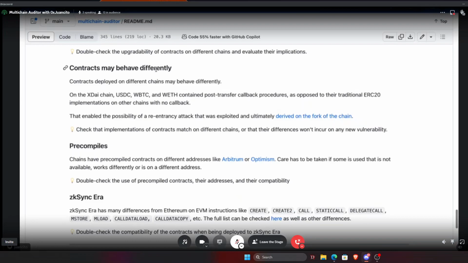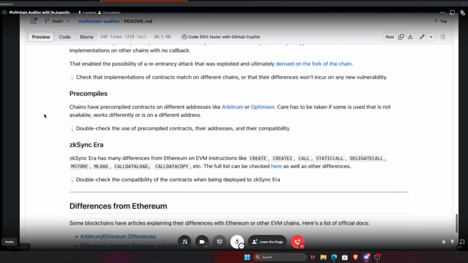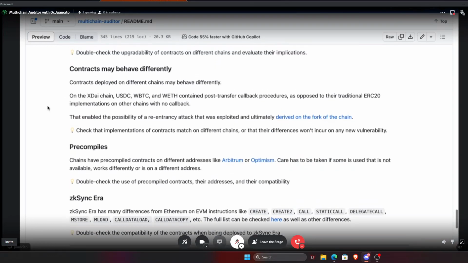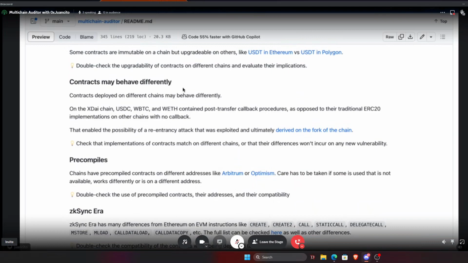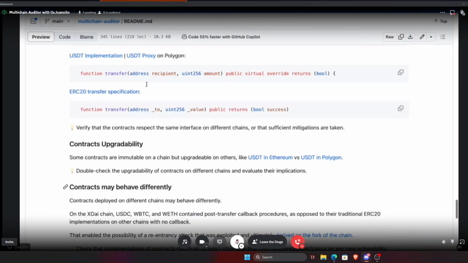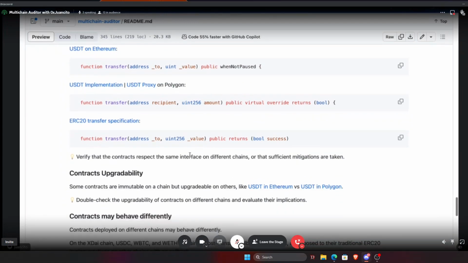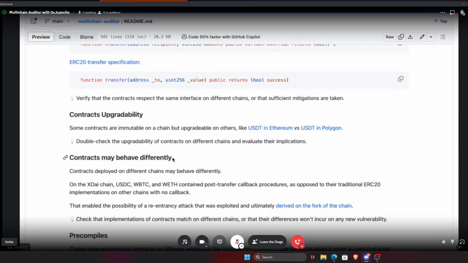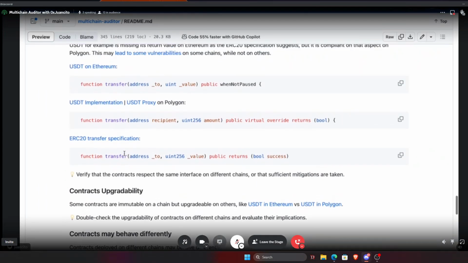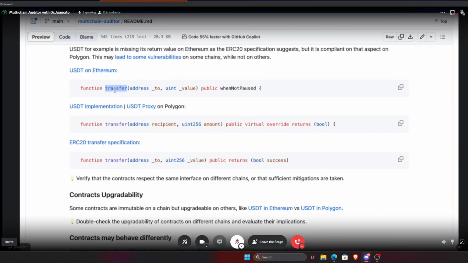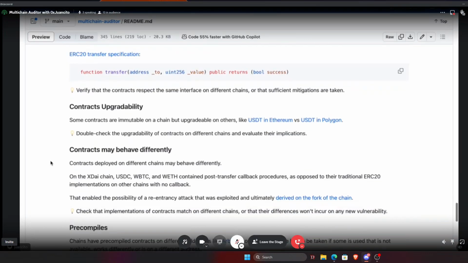And the last thing about contracts, and almost the last thing about this talk, is that contracts may behave differently. So you might have the same interface, you might have the same upgradeability, or they might be immutable, but contracts may behave differently. They might call this transfer function, and they might do things slightly differently.